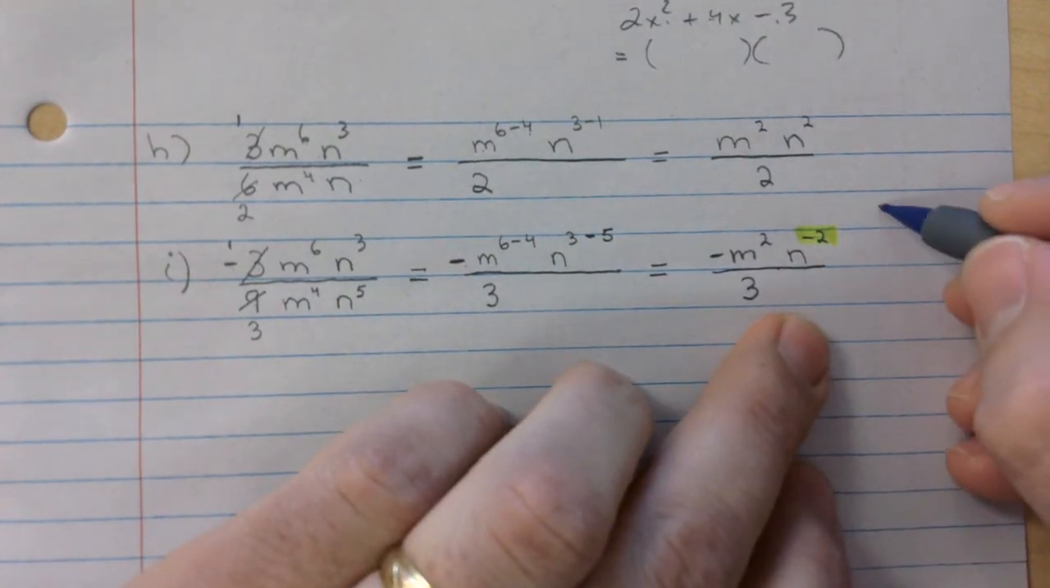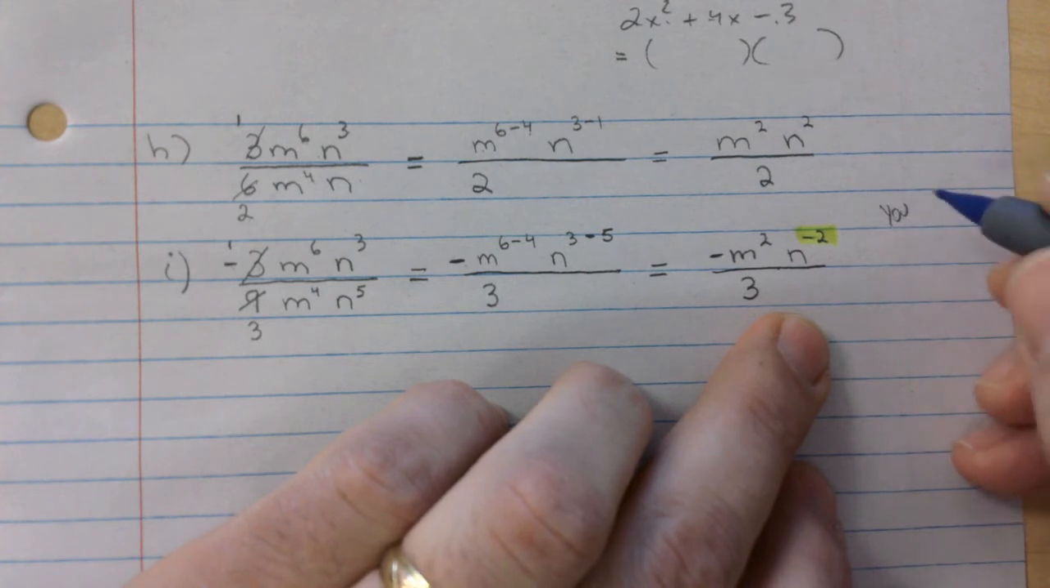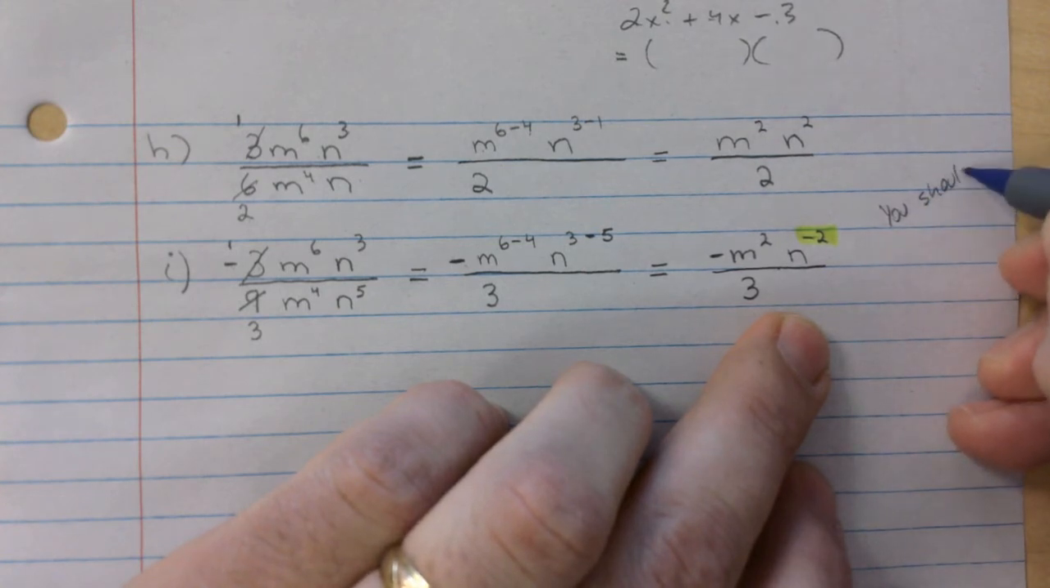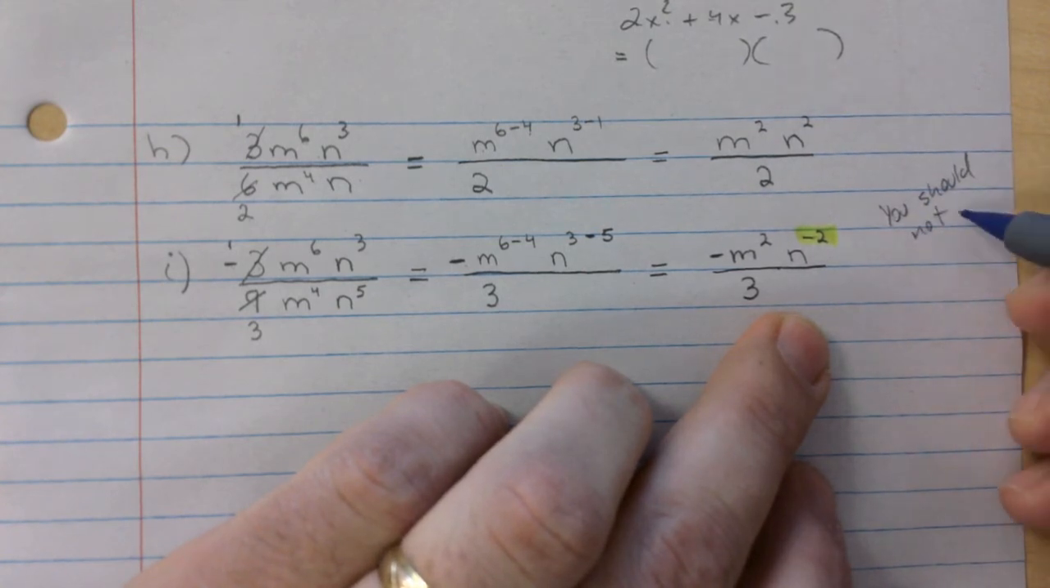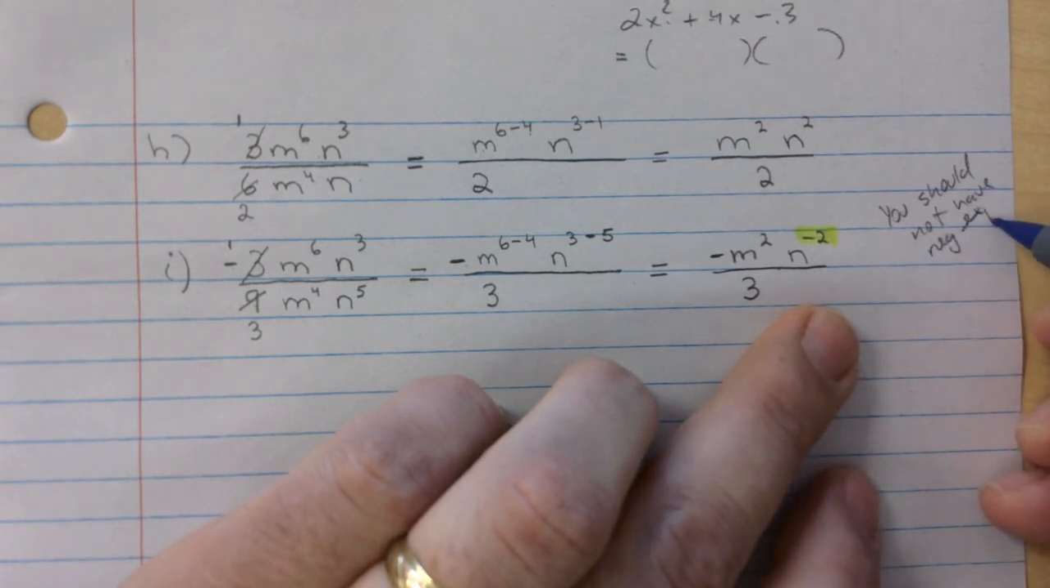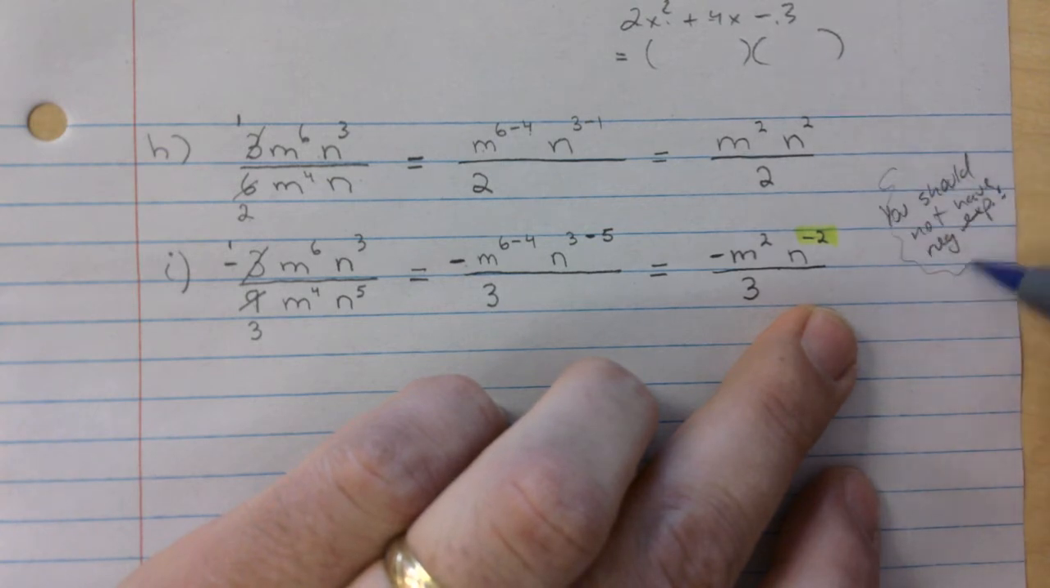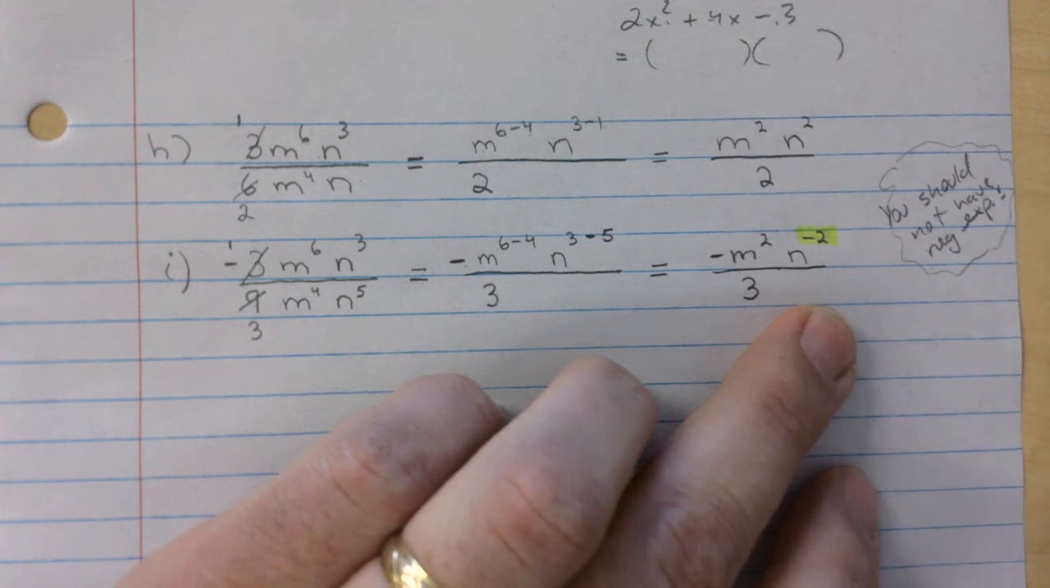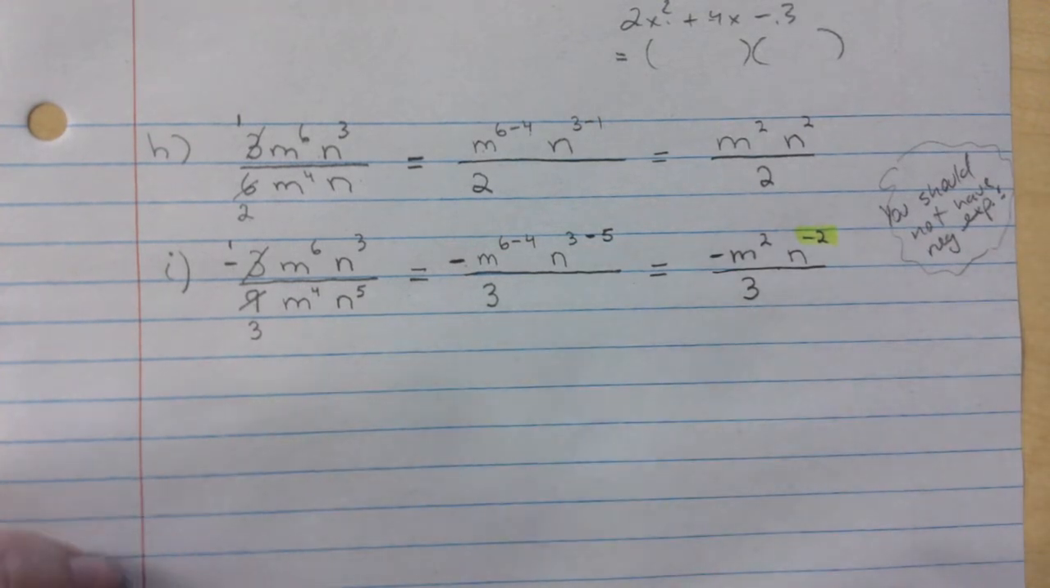I'll make a note here. You should not have negative exponents, right? And your final answer, that is. You should not have negative exponents in your final answer.